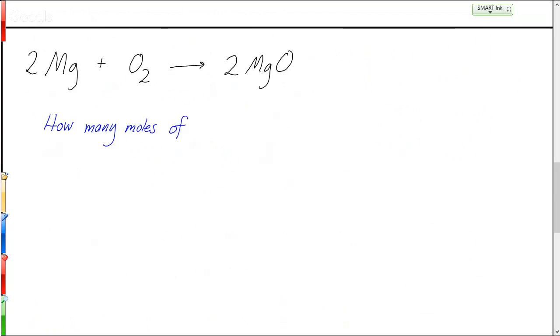How many moles of O2 are required to react with, let's use that same number from before, 1.8 moles of magnesium. So let's say we've got that amount of magnesium that we started with before, and we want to know how much oxygen we need to add in.